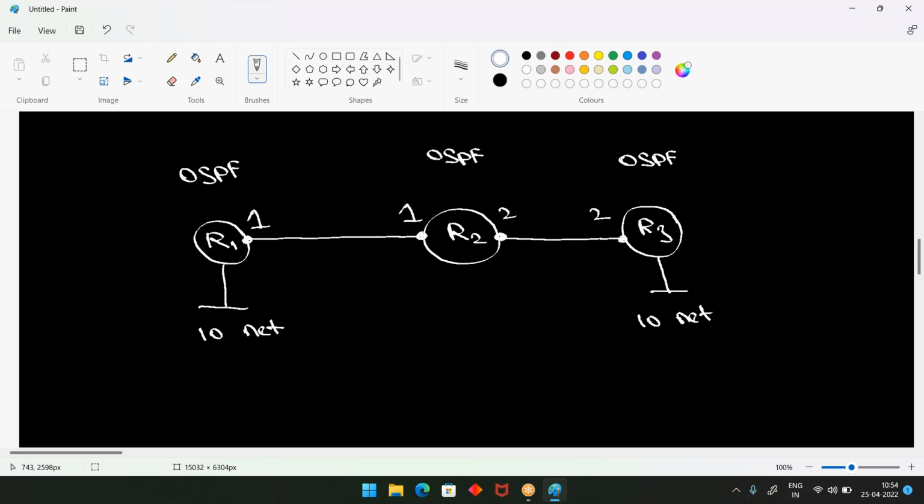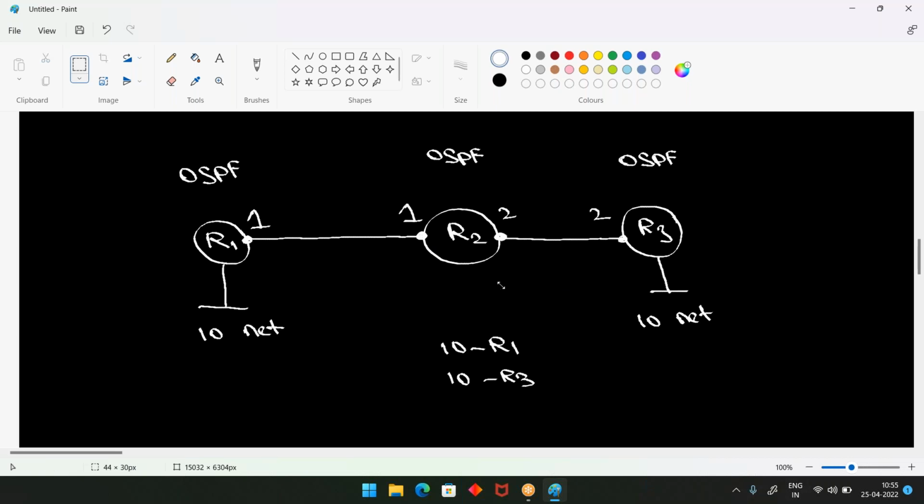Then what happens here? R1 and R2 belong to the same area. So R1 will share these 10 networks information to R2, and R2 receives the 10 networks from the R1 router successfully, with no issue. Now R2 and R3 are also configured in area 2. So R3 will share its networks information to R2 as well, and R2 receives the 10 networks from R3 successfully.